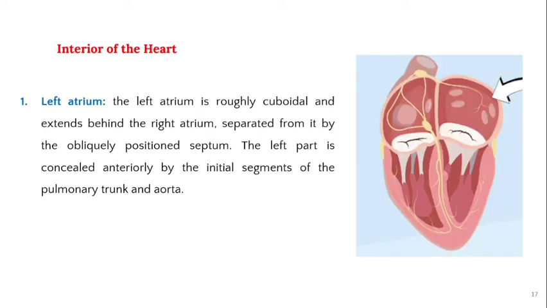Next is the left atrium. The left atrium is roughly cuboidal and extends behind the right atrium, separated from it by the obliquely positioned septum. The left part is concealed anteriorly by the initial segments of the pulmonary trunk and aorta.